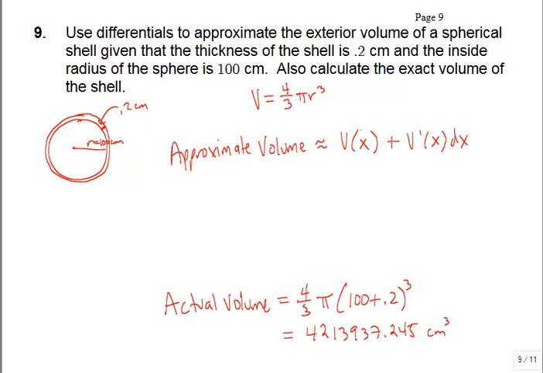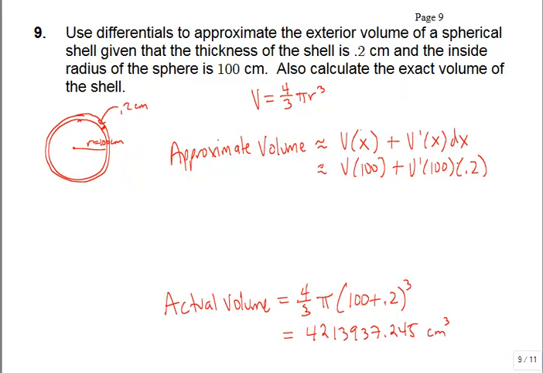Now in this particular problem, our good radius is that 100. So I'm going to be plugging that into our volume function, and I'm also going to need to plug it into my derivative. What's my dx? How far off am I really? Well, that's what this little shell thickness is. I'm really off by 0.2 centimeters. So we're going to use that 0.2 centimeters right here. So instead of plugging in a yucky decimal into our function, we're actually plugging in a nice number, 100, into our function and only using that decimal over here in that dx part.